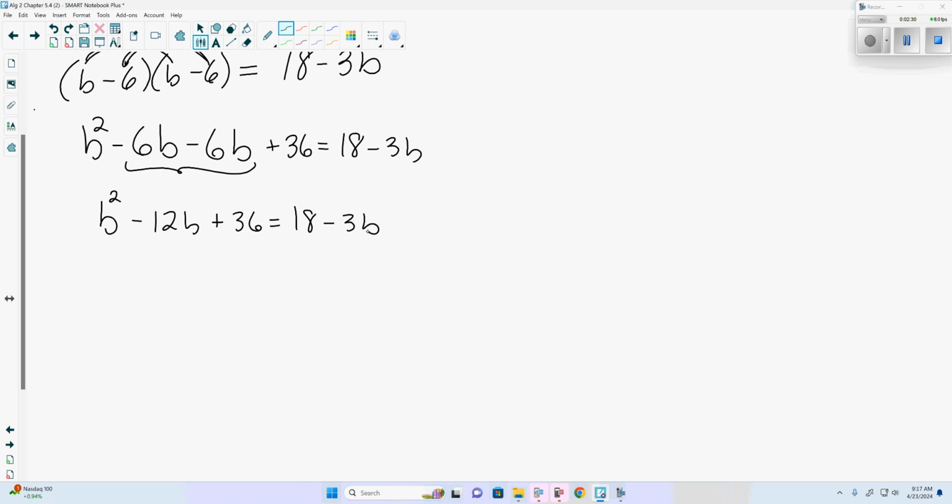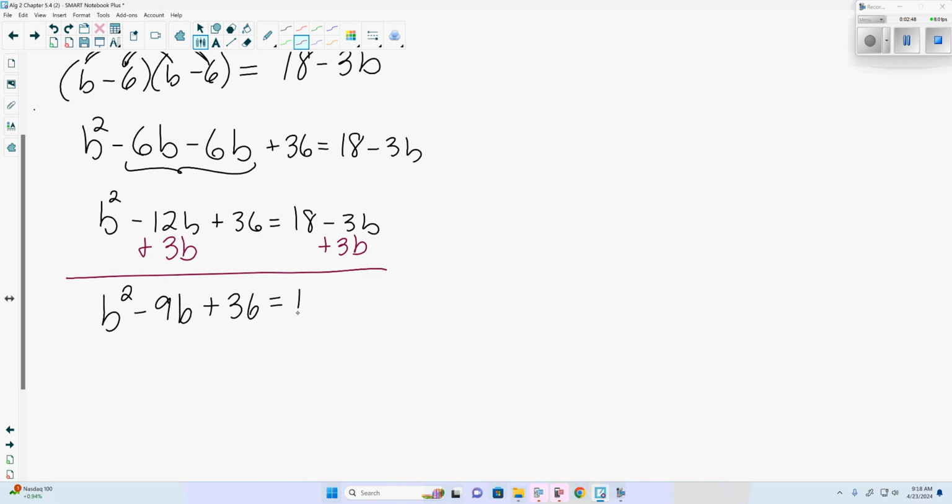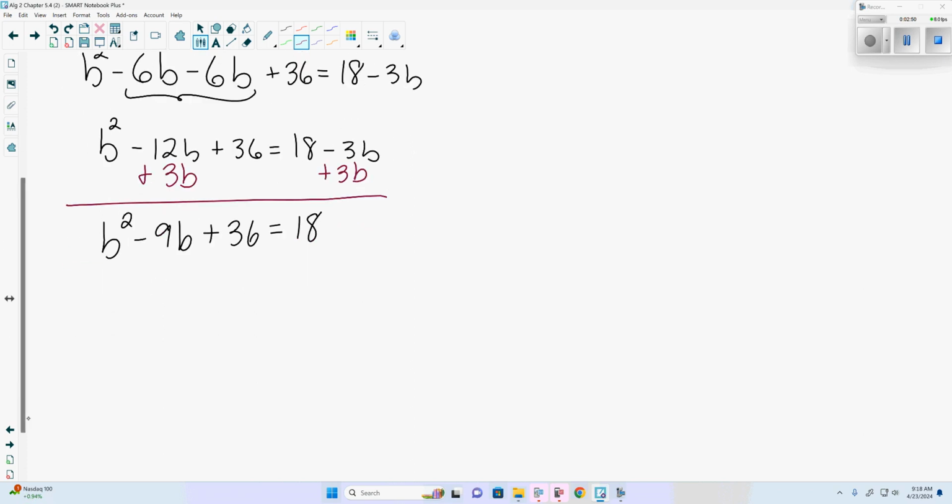Yes, since we do have a b squared term, we do need to get this equal to 0. So the first thing we can do is add 3b to both sides, which would give us b squared minus 9b plus 36 is equal to 18. Then we would minus 18, giving us b squared minus 9b plus 18 is equal to 0.